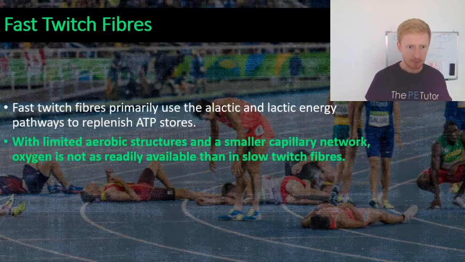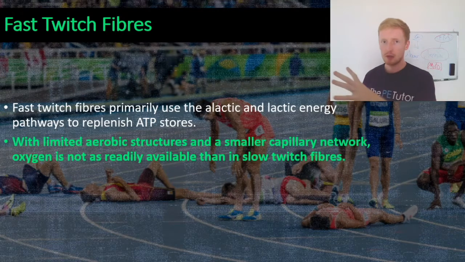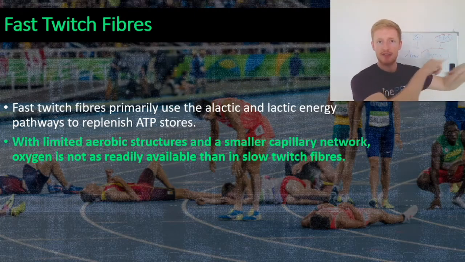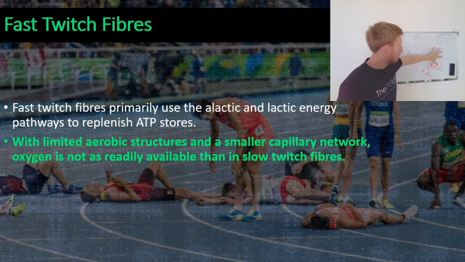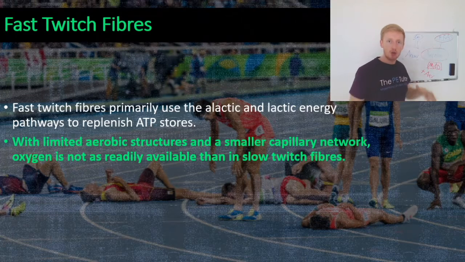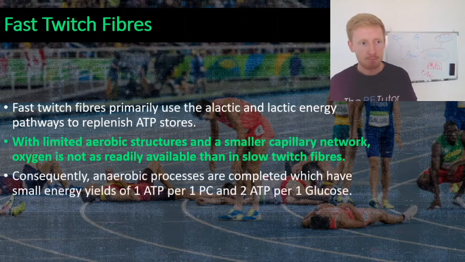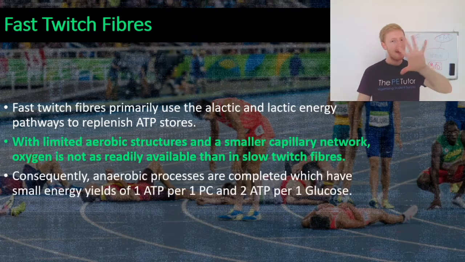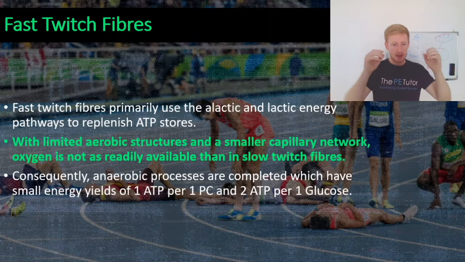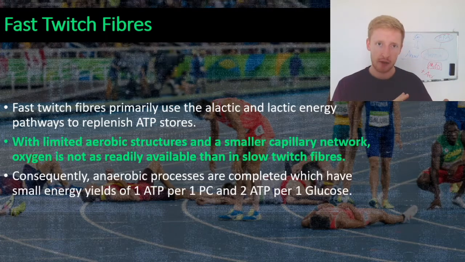So fast twitch fibres, they have the structures that equip us to release energy using the alactic and lactic system. But they're not very good at doing what the slow twitch fibres can. They're not very good at using aerobic energy pathways. They're not great at eliciting energy from Krebs cycle, from the electron transport chain. Why? Because it hasn't got many mitochondria, or it's got fewer mitochondria than, say, the slow twitch fibres. It's an important thing to remember, whenever we're comparing slow and fast twitch fibres, always compare them in relation to each other.